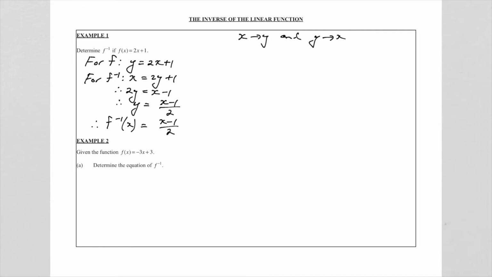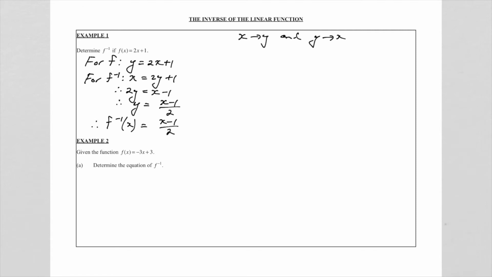A straight line graph is a function, and the inverse is also a function. And this is now the inverse of f. So that is function f, and that is the inverse.